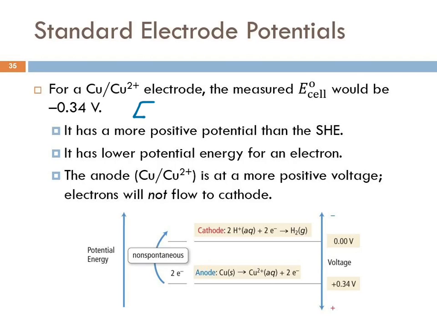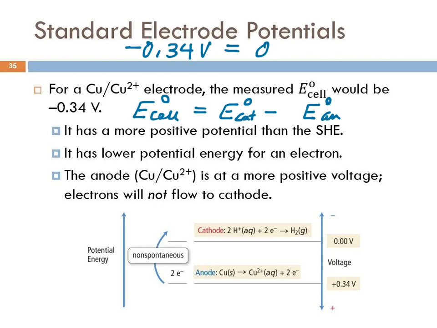We said that the E cell was one of these minus the other. Which one? Cathode minus the anode. So the measured E cell for this is minus 0.34 volts. The cathode is the standard hydrogen electrode, which is 0. And so then the standard electrode potential for the anode is going to be what? It's going to be plus 0.34, right? And that's what we've got down here.